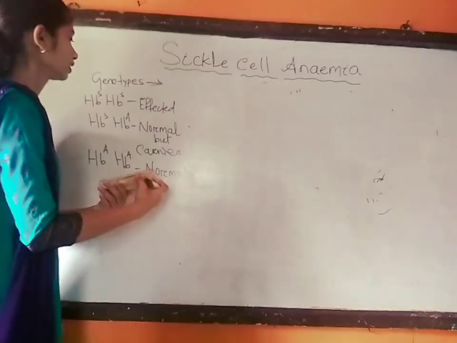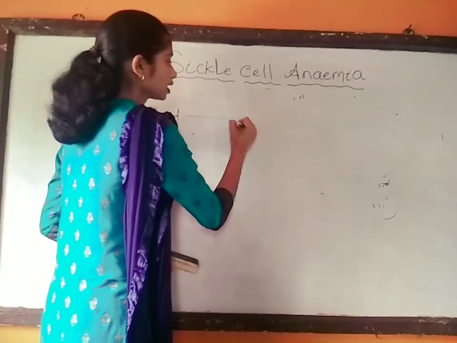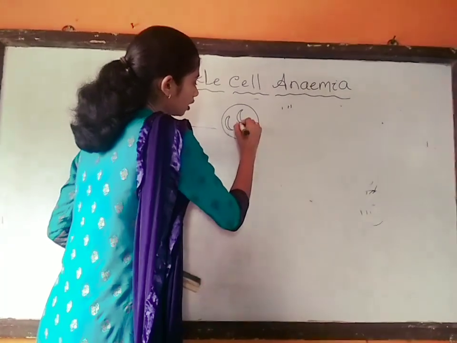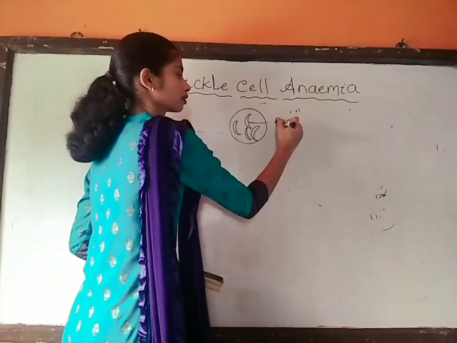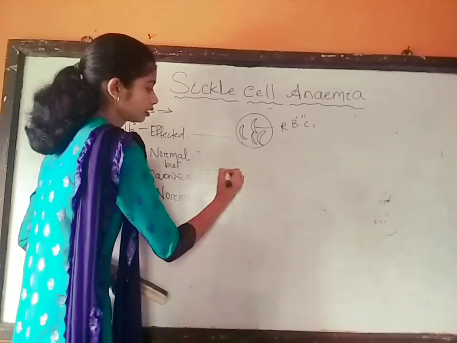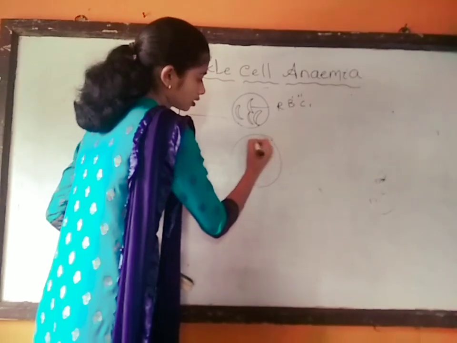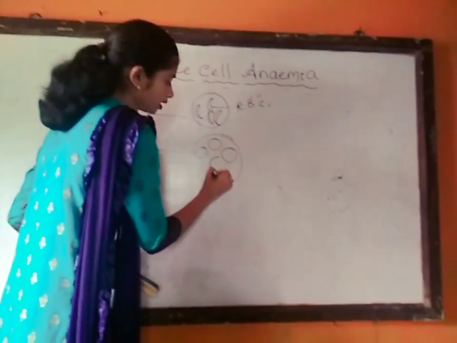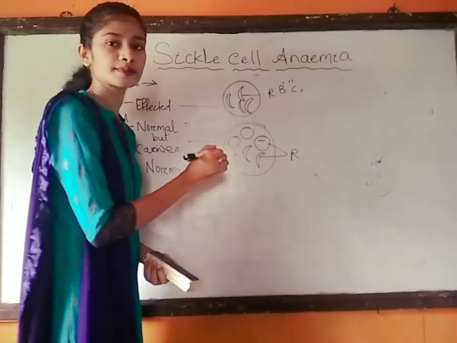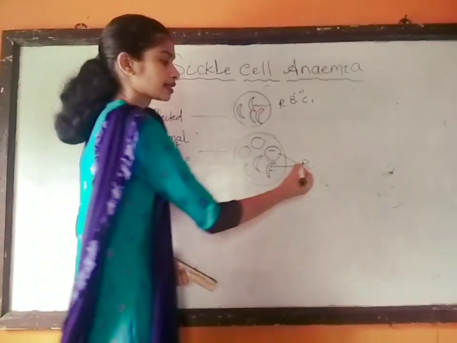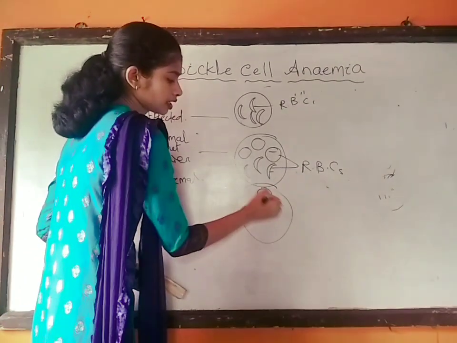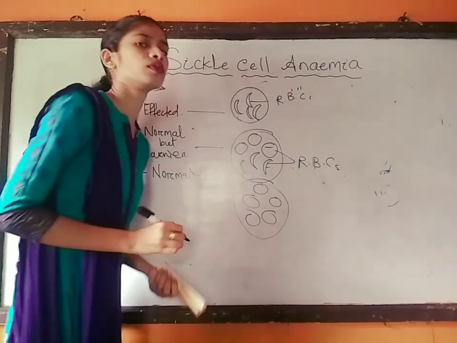In the affected person, the RBC shape will be like this. Only sickle cell RBC will be found in the blood. In the normal but carrier case, some are regular shaped but some are sickle cell RBC. Those which are normal are spherical, and those affected are sickle-shaped. In the normal case, all will be spherical, regular shaped.